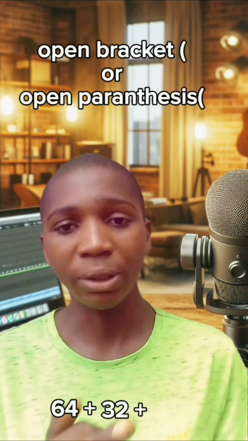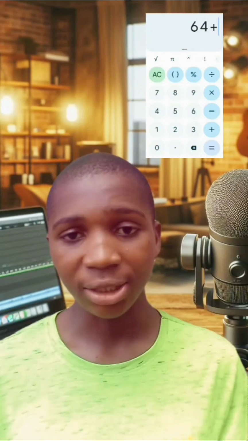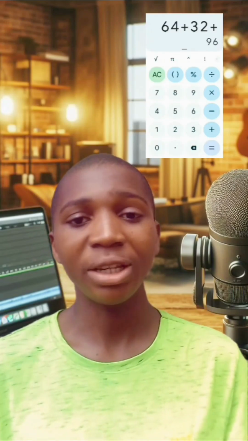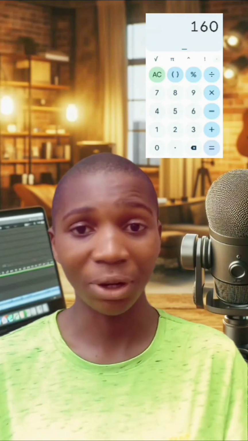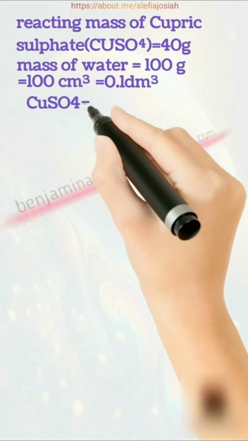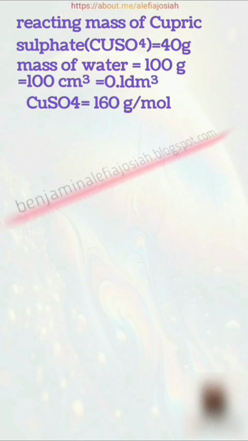So now we are going to open a bracket. You can also call it open parenthesis. So we open a parenthesis, then write 16 times 4. Then we close the bracket. Then we use our calculator. Now we get the answer. The relative molecular mass of copper(II) tetraoxosulfate VI is 160. From our calculation, we discovered the answer is 160. So we are going to continue on our digital board so we can continue solving. Let's go. The relative molecular mass for the copper tetraoxosulfate VI is equal to 160 grams per mole.